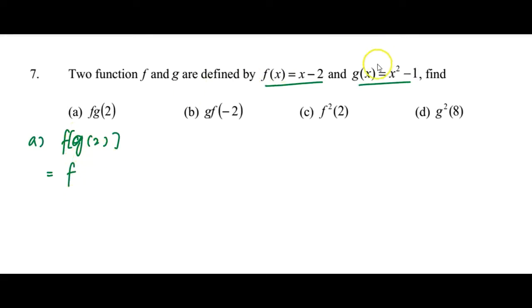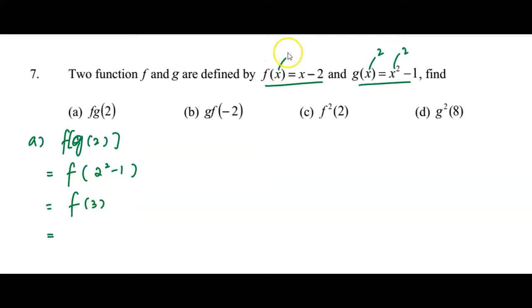G of 2, meaning that the x here will be substituted as 2. So you get 2 squared minus 1. That is the g2. Calculate this and simplify: you have 4 minus 1, that is 3. Now you just end up with finding the f3.